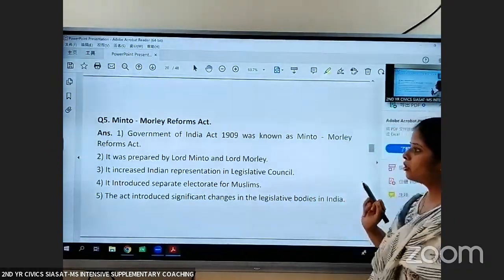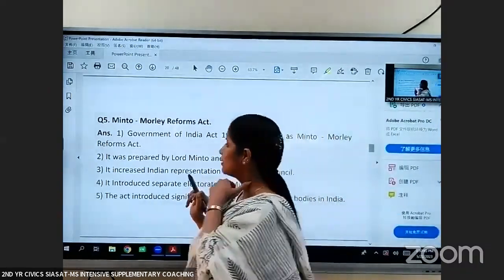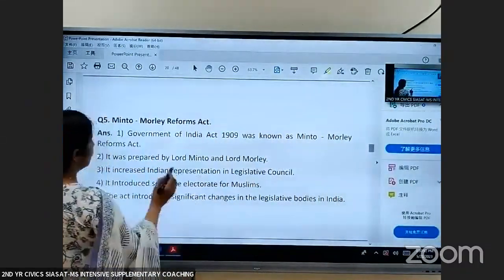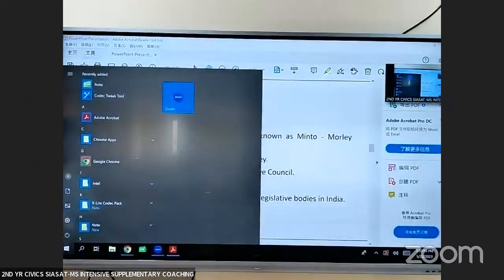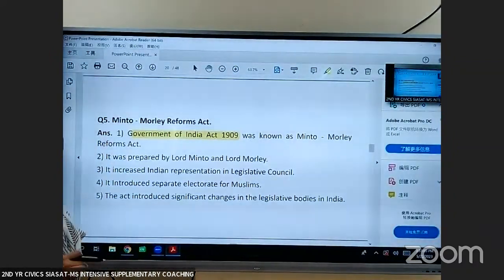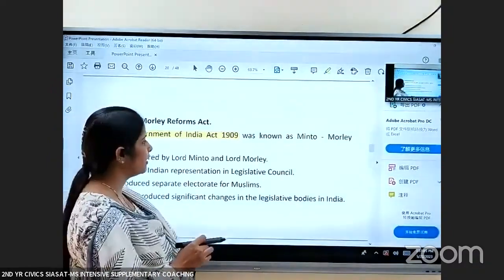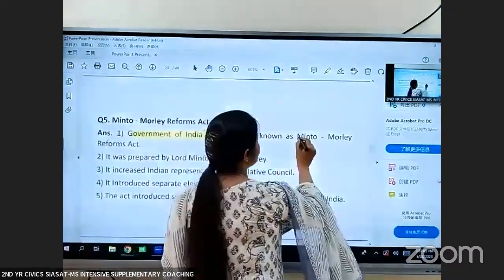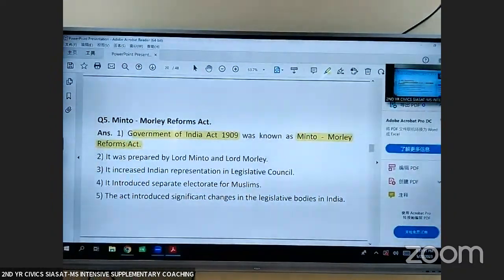Next is Minto-Morley Reforms Act. This was the first act made by the Britishers, that is Government of India Act 1909, to satisfy the moderates. It is also known as Minto-Morley Reforms Act.